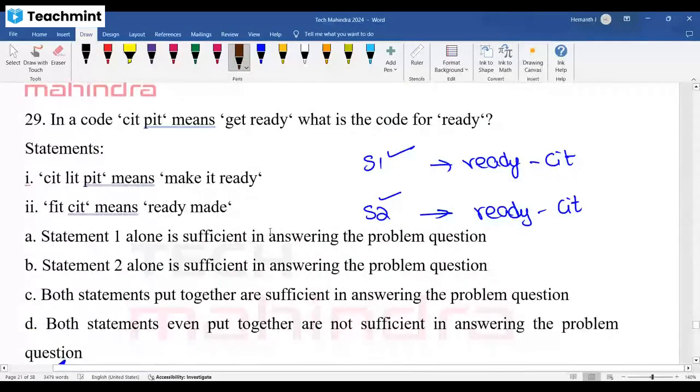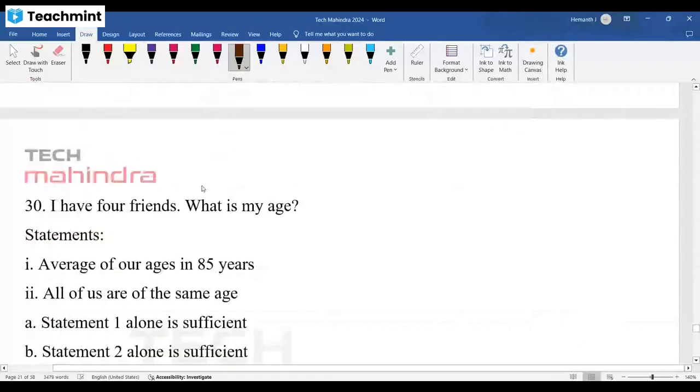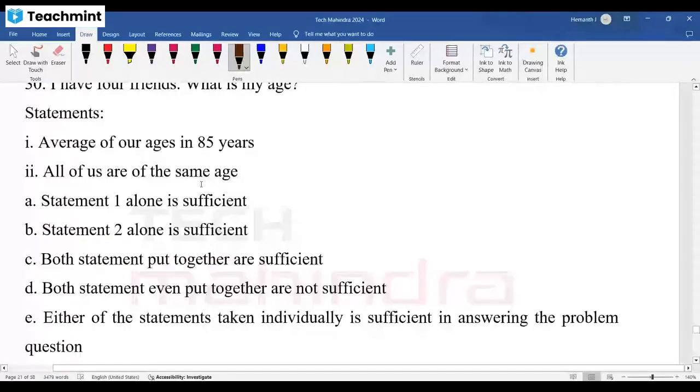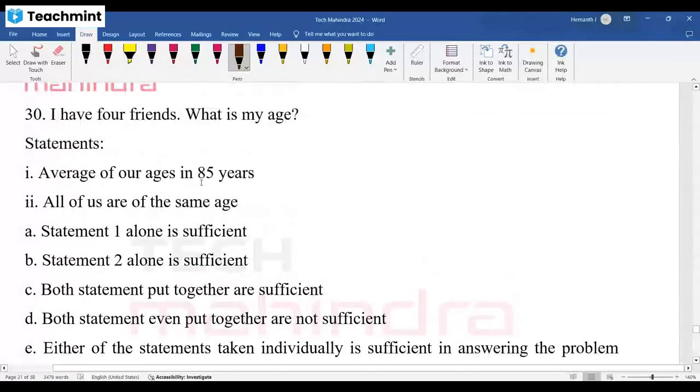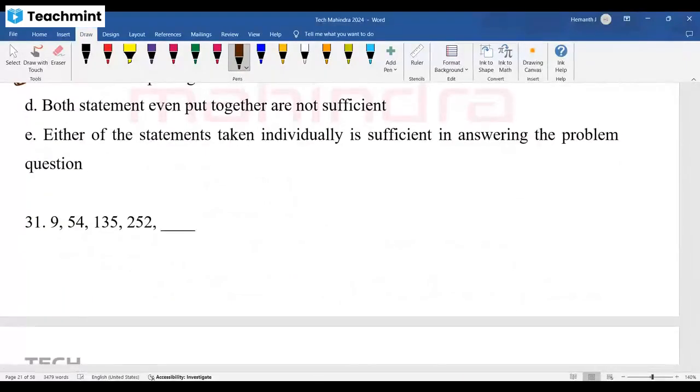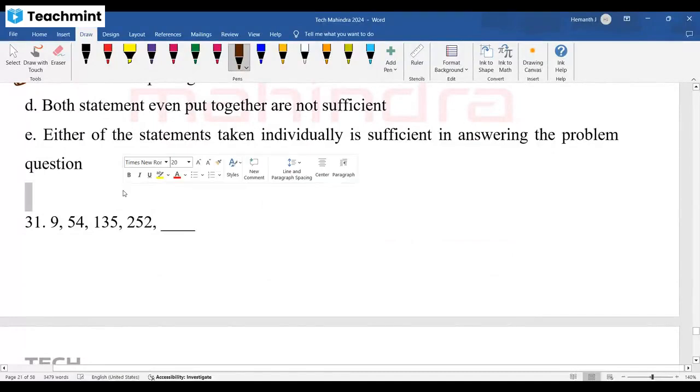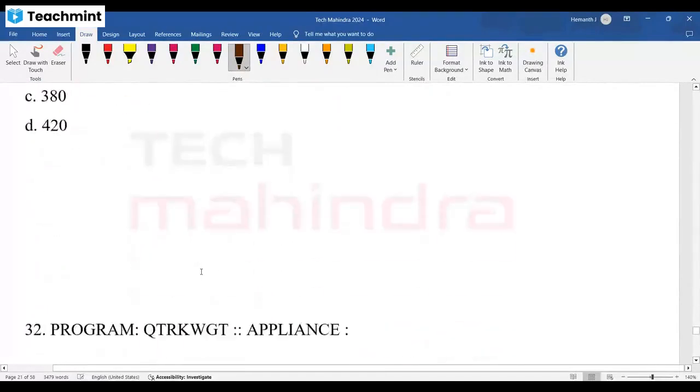Right. So observe the things. See the next one. One model, what I'm thinking, is missing. I think this is the question we discussed already. I have four friends. What is my age? So what we discussed? Both statements put together is sufficient. But one thing which I thought of is not here. I think it might be there in the next five questions. We'll check once. It's available, it seems.